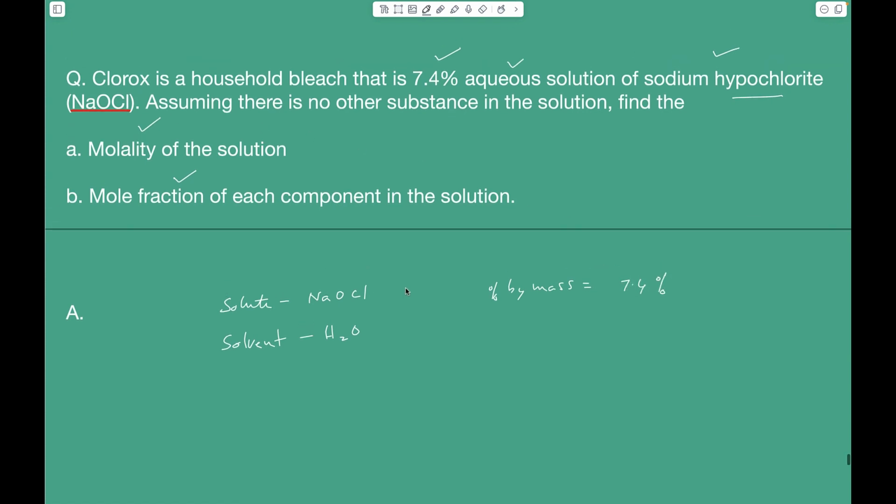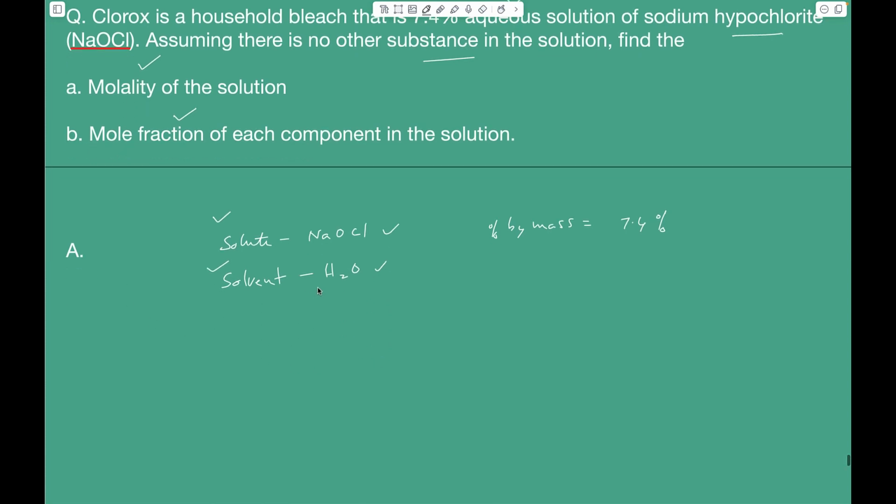By the way, in addition to these two substances, Clorox contains some other substances also that are added to increase the stability of the solution. But for the purpose of this question, we are asked to assume that there is no other substance in the solution. So assume that this solution contains only one solute dissolved in water. Now we have to first calculate the molality of the solution, that is small m.